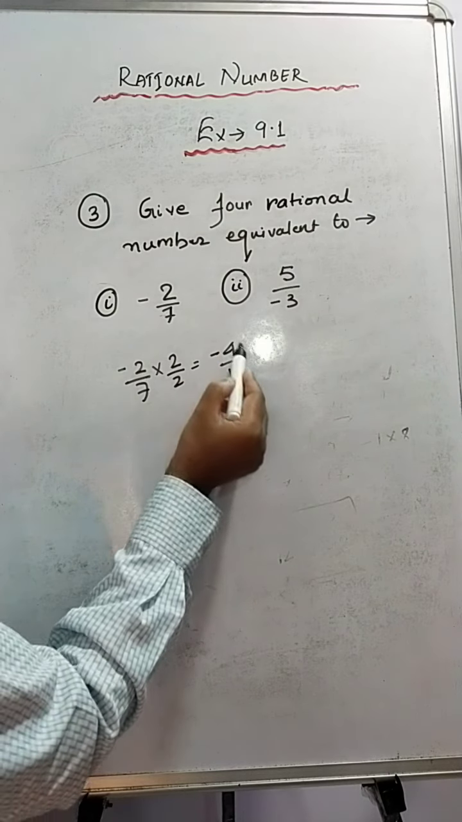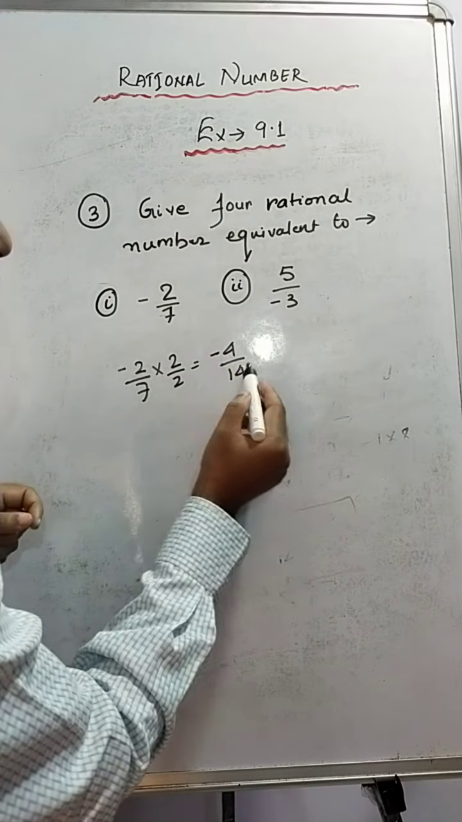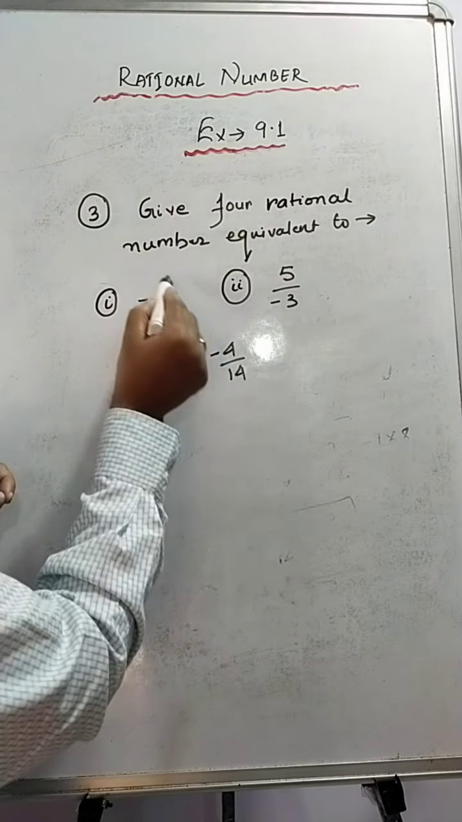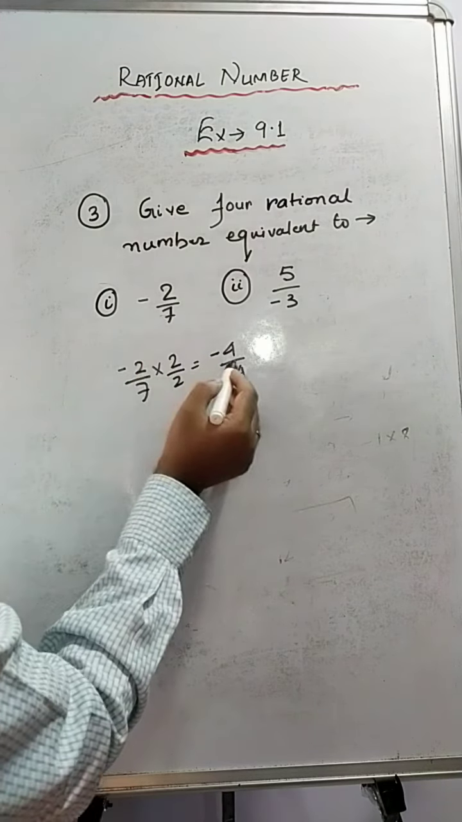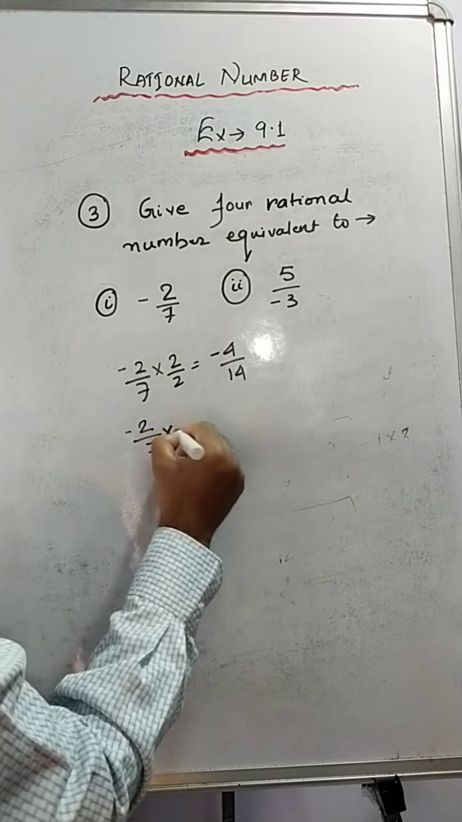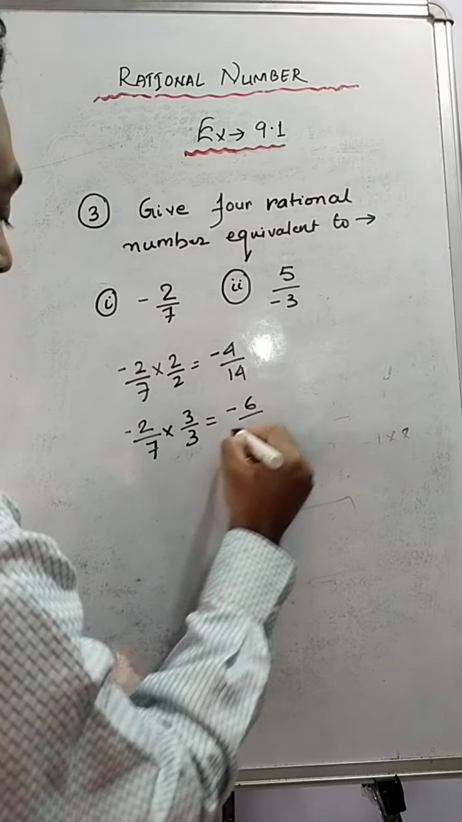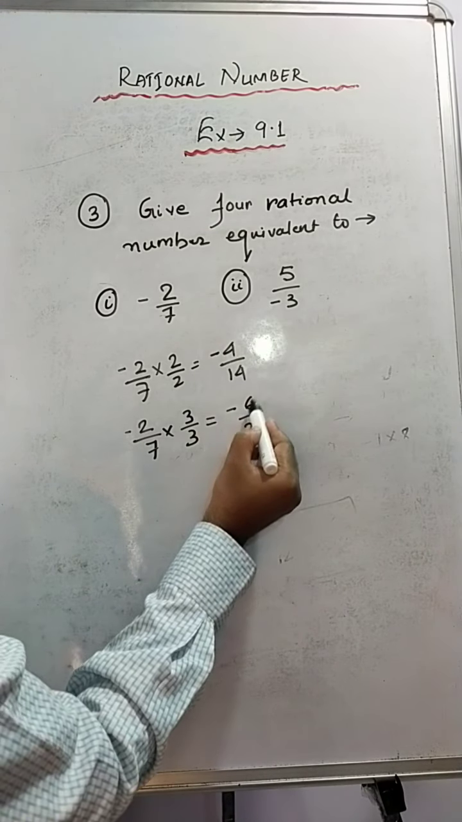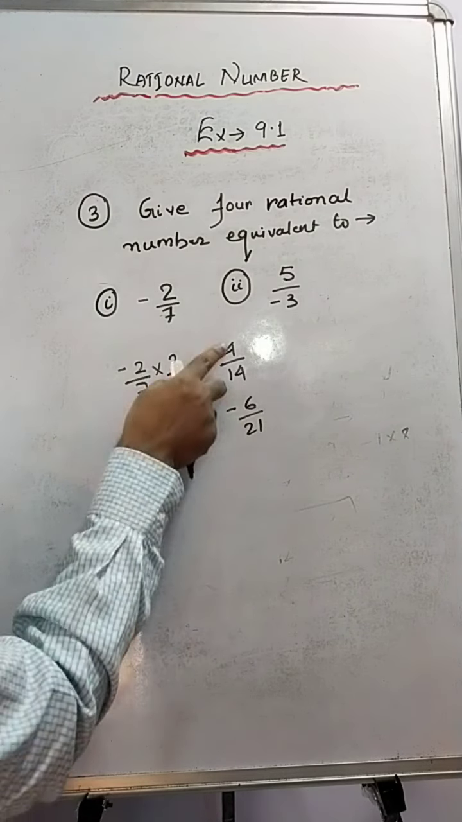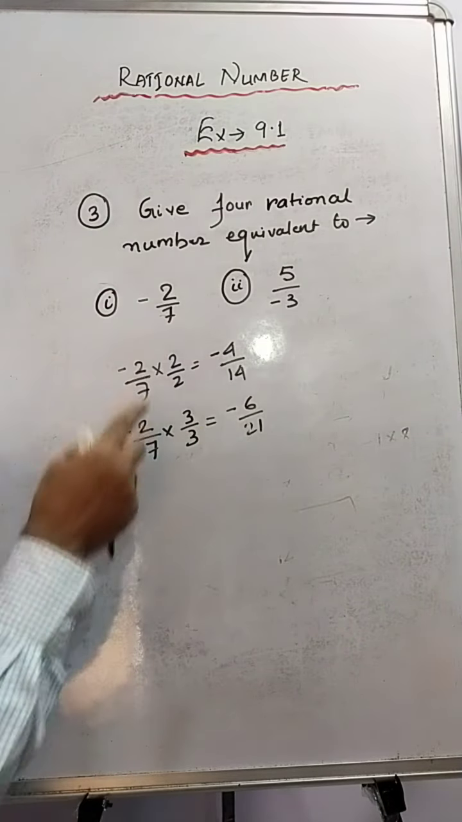So all these rational numbers are equivalent to minus 2 by 7, because after reducing, every time you will get this rational number only. So this minus 4 by 14 is equivalent to minus 2 by 7 only. Okay. So this is the first equivalent fraction. Now we'll find the next equivalent fraction. For that we have to multiply both the numerator and the denominator by 3. So that will be minus 6 and 21. Again if you reduce this numerator and denominator, you will again get minus 2 by 7 only. So all these rational numbers are equivalent to minus 2 by 7 only.